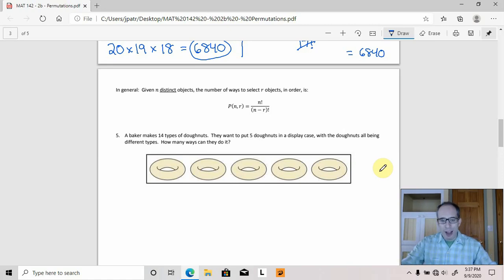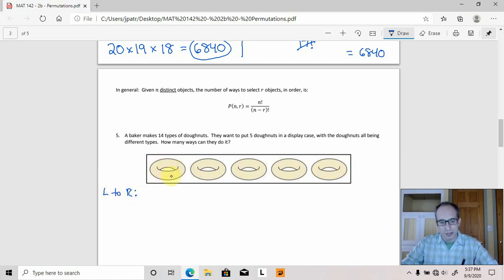So how many different ways can they do it? I guess this is one where we're going left to right, where I'm thinking of this as first donut, second donut, third, fourth, fifth, right? That's kind of how I would do it. You don't have to do it that way, but I think that might be the easiest thing to do.